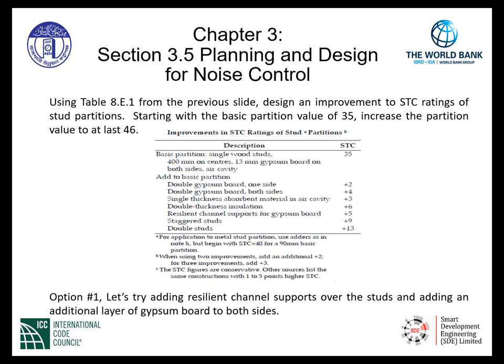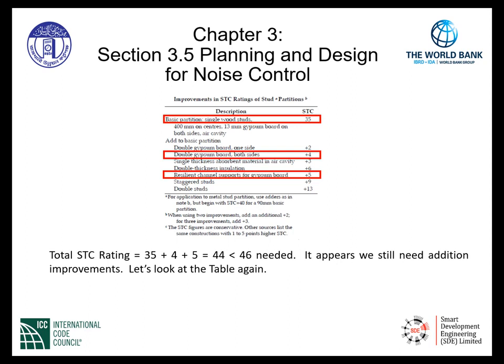As indicated, we take the basic partition, single wood studs at a base 35 STC rating. We add double gypsum board to both sides. We can get a value of plus 4, and a resilient channel supports for the gypsum board, and we can also add an additional 5.